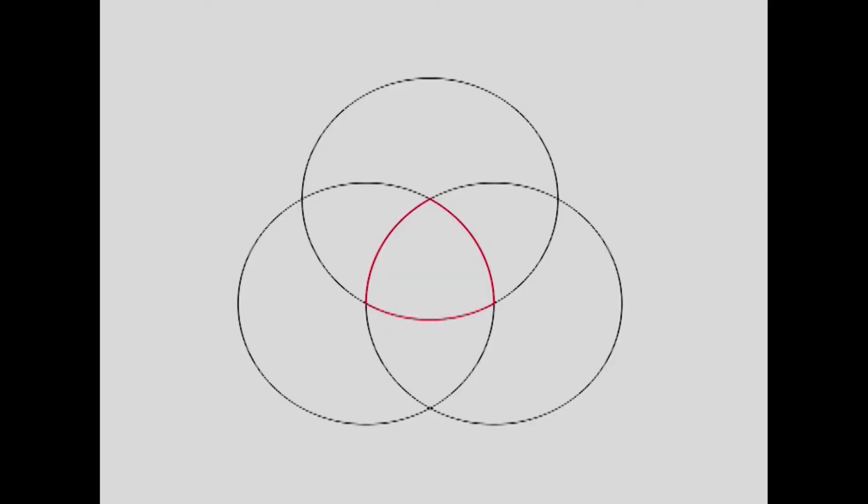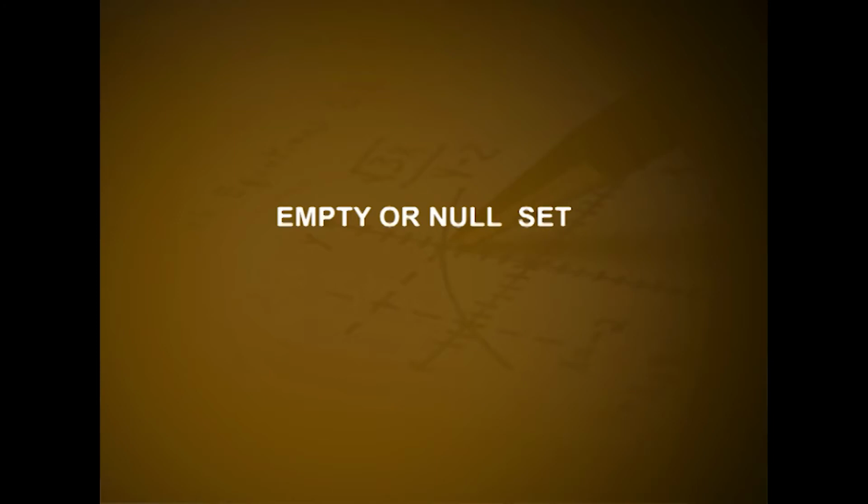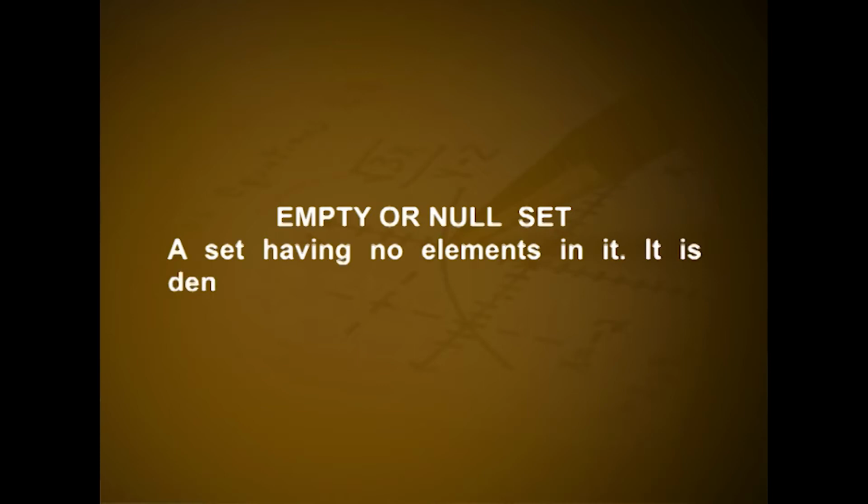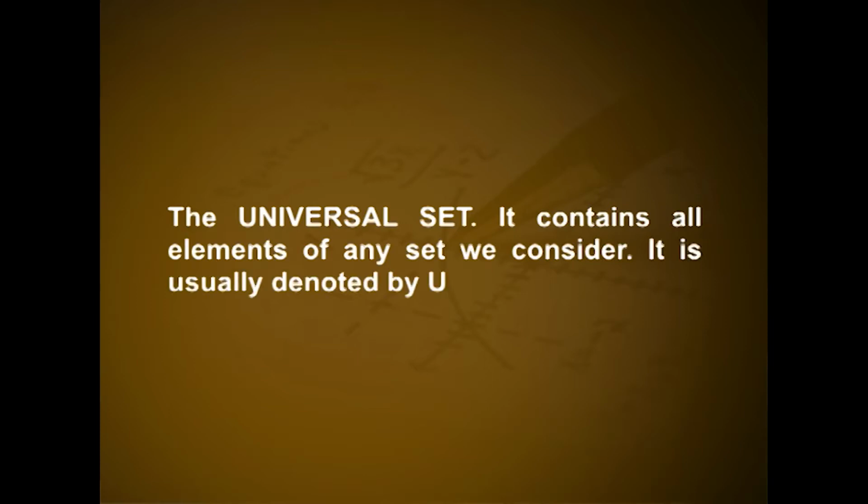Sets can be diagrammatically represented using simple closed figures like rectangles, circles, ellipses, etc. They are called Venn diagrams. There are different types of sets. First is the empty or null set, a set having no elements in it. It is denoted by a brace bracket having no elements in it or using the symbol phi. There is an extreme opposite concept also, namely the universal set. It contains all elements of any set we consider. It is usually denoted by U.